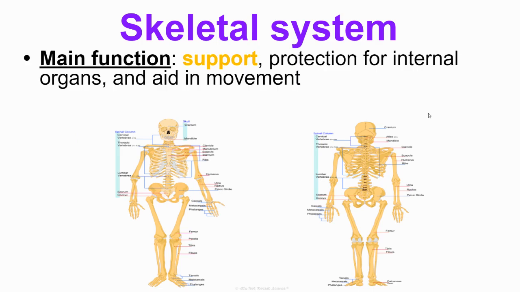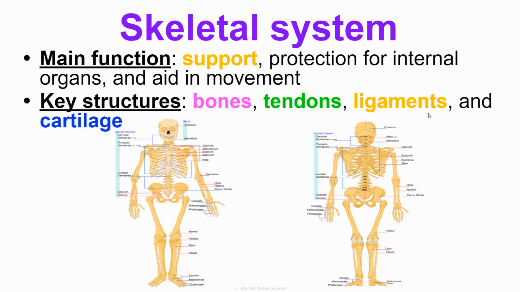Our main function of our skeletal system is support, but it also provides protection for a lot of our vital organs, particularly the things that are right down the center of you, like your brain and your spinal cord, your heart and your lungs, which are all encased in bone. They are also involved in movement, so your muscles need something to be able to move with. So the structures of the skeletal system that we're going to be learning about are going to be bones, tendons, ligaments, and the cartilage, which holds everything together.